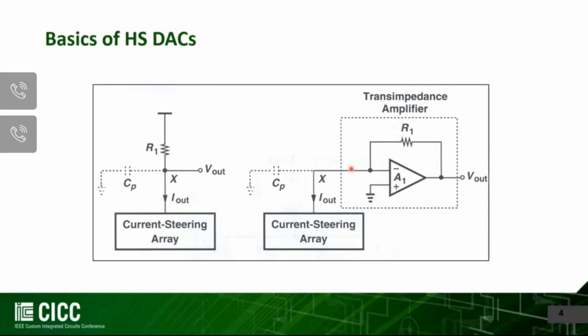In the second case, while the swing at X is ideally negligible because it's a virtual ground, on the other hand, the current to voltage transformation may add noise and distortion. Moreover, the transimpedance amplifier stage will require some additional power.